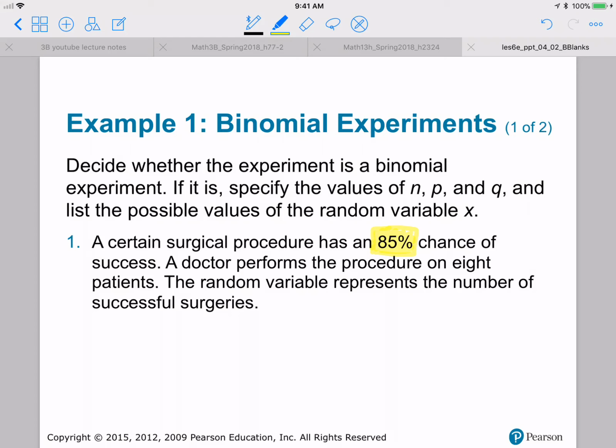So in their testing, their experiments, before they start training all the doctors on this surgical procedure, they've gathered enough evidence and data to conclude that there's an 85% chance of success. Okay? So, a doctor performs the procedure on 8 patients. The random variable represents the number of successful surgeries.